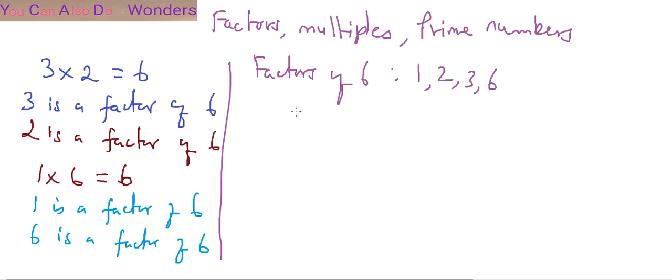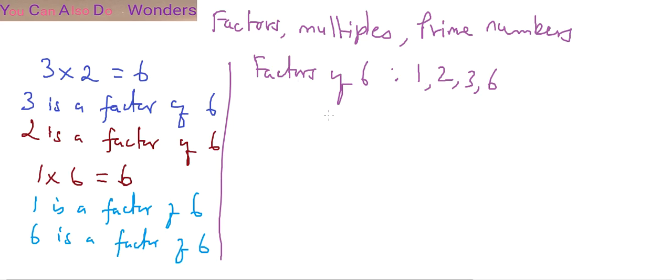Okay, so how to find the factors? Say for example 6. Is 6 divisible by 1? Yes, so 1 is a factor of 6. Is 6 divisible by 2? Yes, so 2 is a factor of 6. Is 6 divisible by 3? Yes, divisible, therefore 3 is a factor of 6.